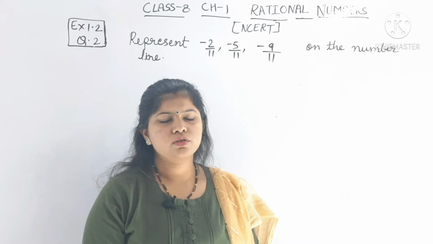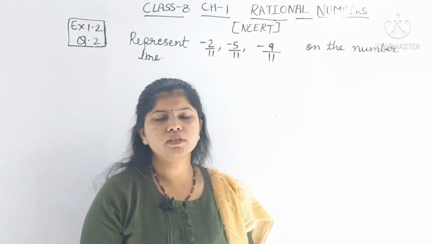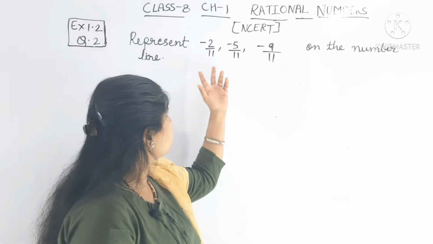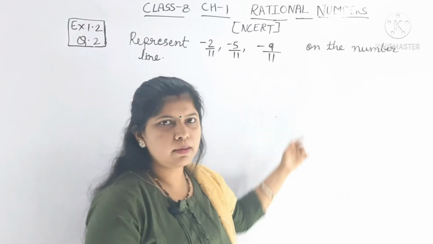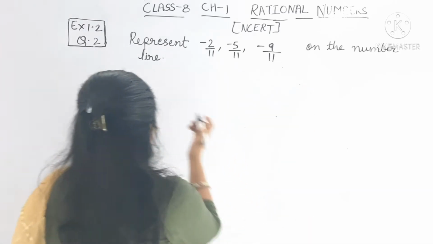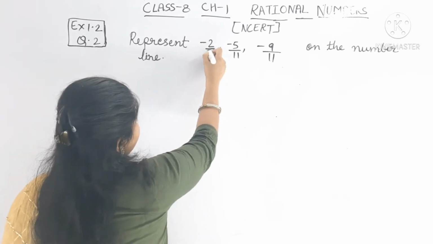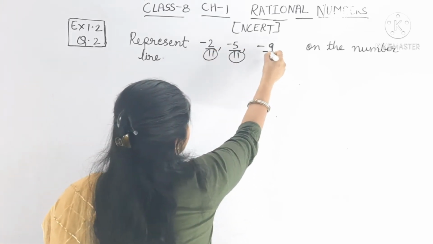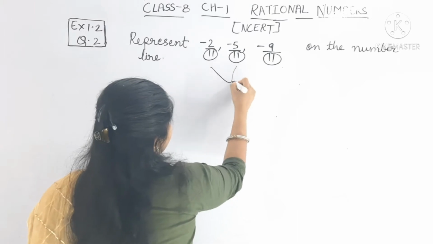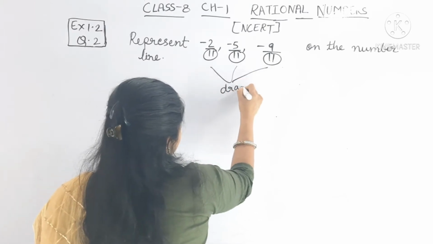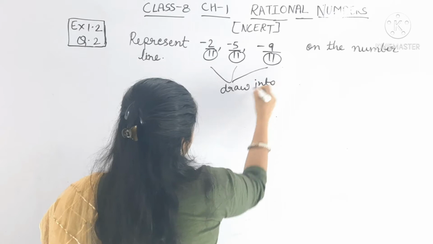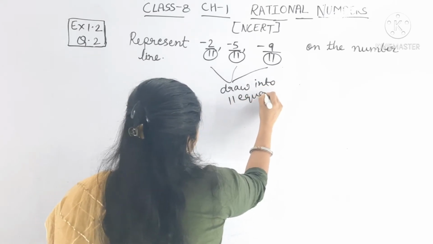Okay students, let's see question number 2. What is the question number 2? We have to represent these 3 numbers on the number line. So let's see. Here you can see the denominator part, all are 11. So we have to draw into 11 equal parts, right?